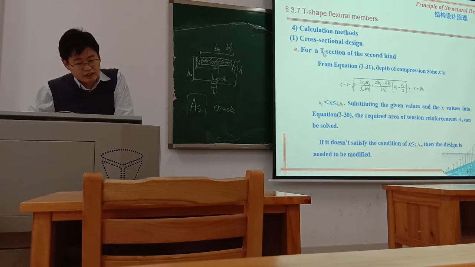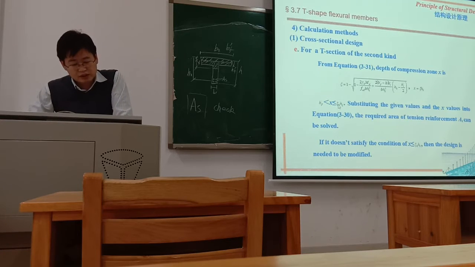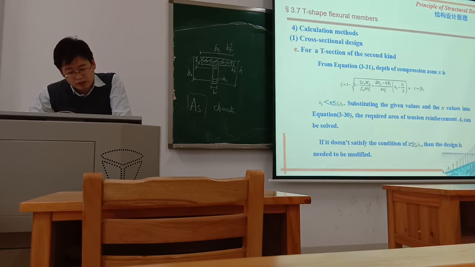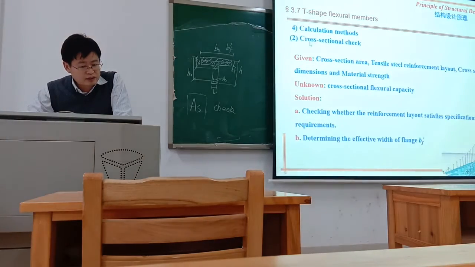For the second type, type 2, the same thing, we get x. And once we check, we also need to check if x is less than hf prime or ξb h0. If it doesn't satisfy the condition x smaller than ξb h0, then the design needs to be modified, because the ξb h0, we have said, is the boundary condition. So your design has to satisfy this. After you design, the section check.